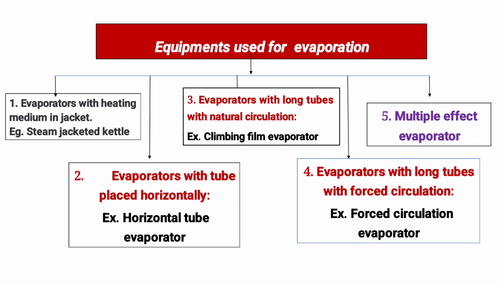Example, steam jacketed kettle. Second, evaporator with tube placed horizontally. Example, horizontal tube evaporator. Third, evaporator with long tube with natural circulation. Example, climbing film evaporator. Fourth, evaporator with long tube with forced circulation. Example, forced circulation evaporator. And fifth, multiple effect evaporator. These are the different equipment used for evaporation: evaporator with heating medium in jacket, evaporator with tube placed horizontally, evaporator with long tube with natural circulation, evaporator with long tube with forced circulation, and multiple effect evaporator.